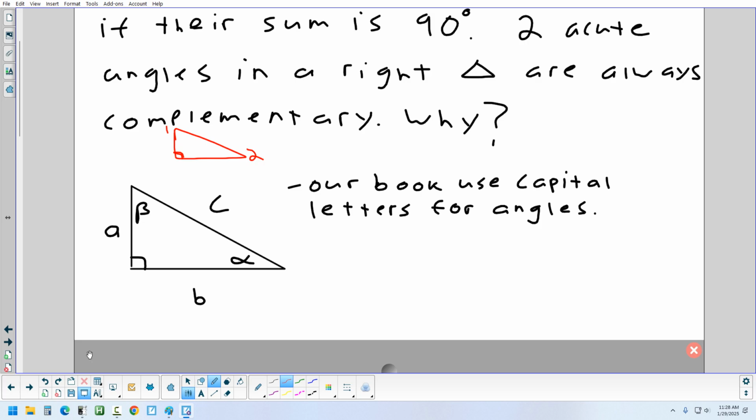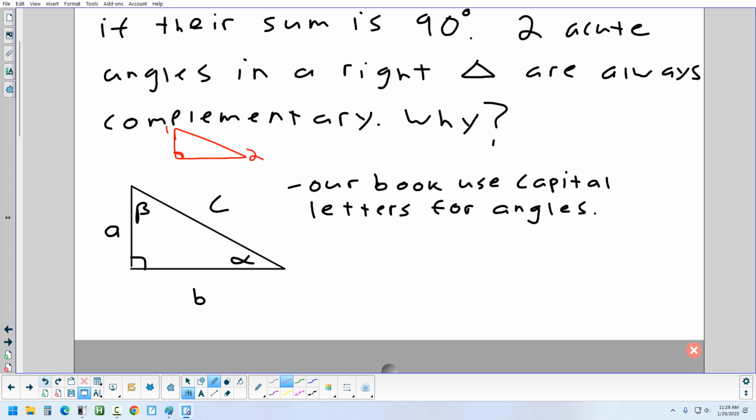Alpha is always going to go across from A. And what's that one at the top called? Yeah. And beta. Beta is always going to go across from B. With right triangles, you do not need a name for that one because it's always the 90. When it is not a 90, which we'll do at some point, we'll need a name for it. But for now, those are the only 5 things you need. A, B, and C are the sides. Alpha is across from A. Beta is always across from B.